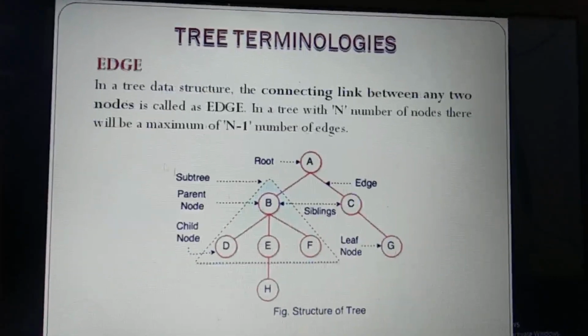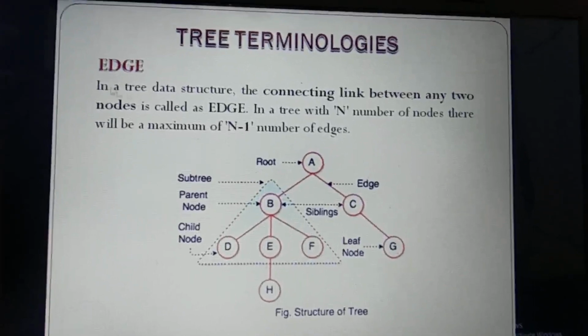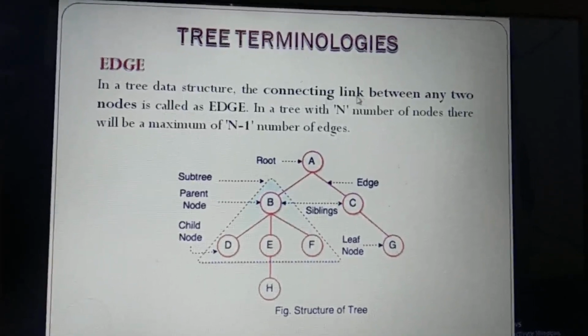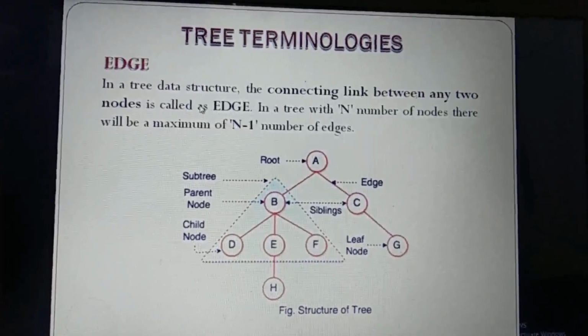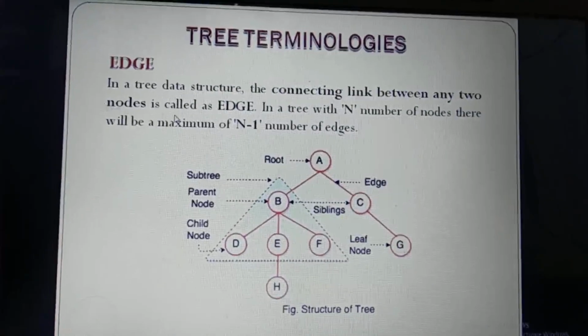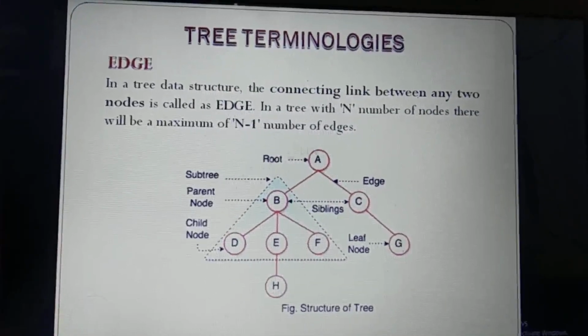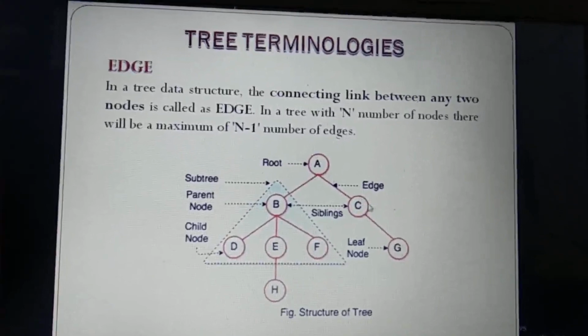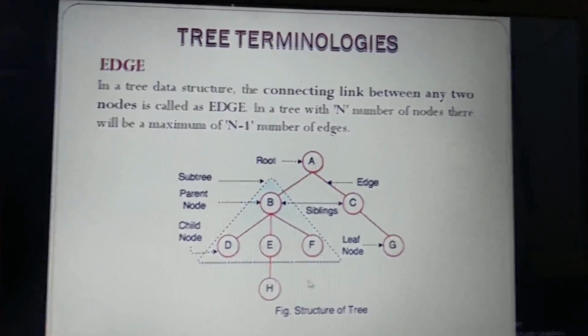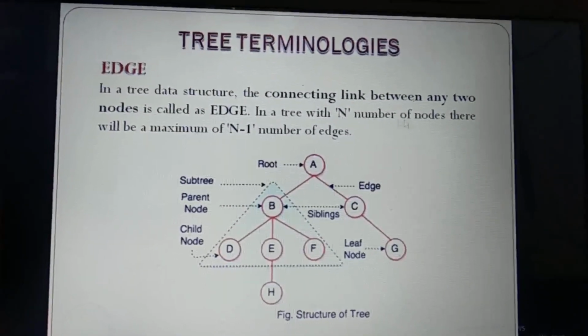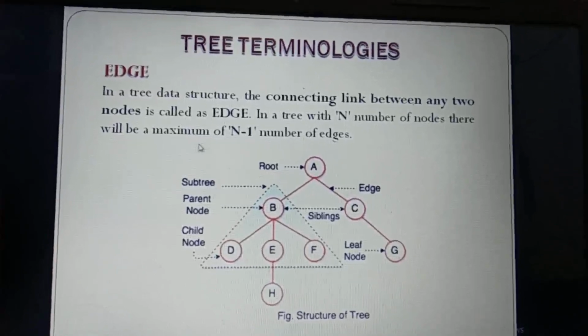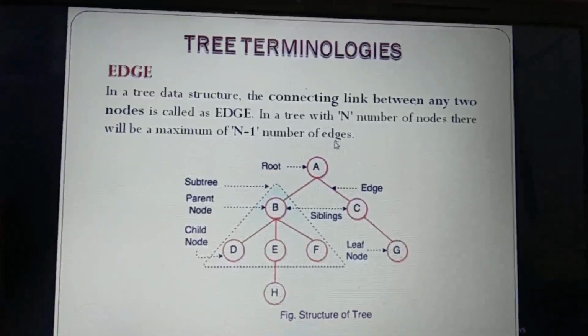The next terminology is edge. In a tree data structure, the connecting link between any two nodes is called as edge. In this, the connecting lines are called as edge. In a tree with n number of nodes, there will be a maximum of n minus 1 number of edges.